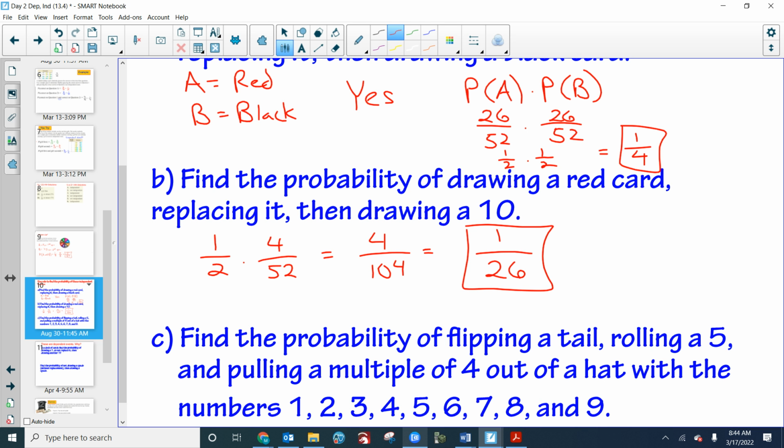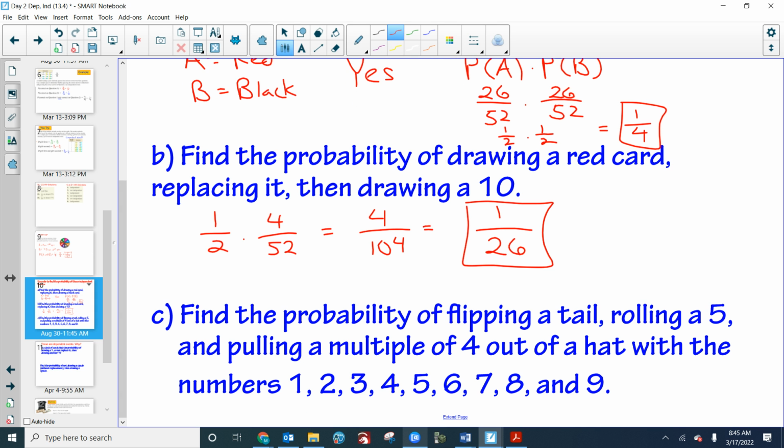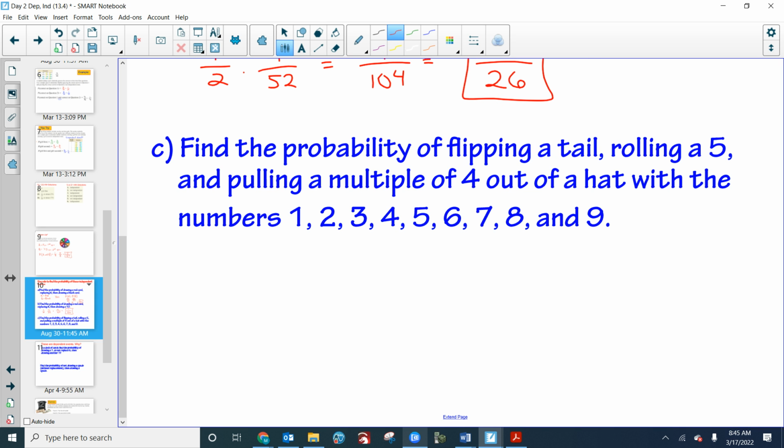is the chance that you draw a red card, put it back, and then draw a 10. That's not very likely, right? We talked about being likely as about 75% and above. We know 50% is like, they use the expression like a coin flip for a reason. 1 out of 26, not very likely.